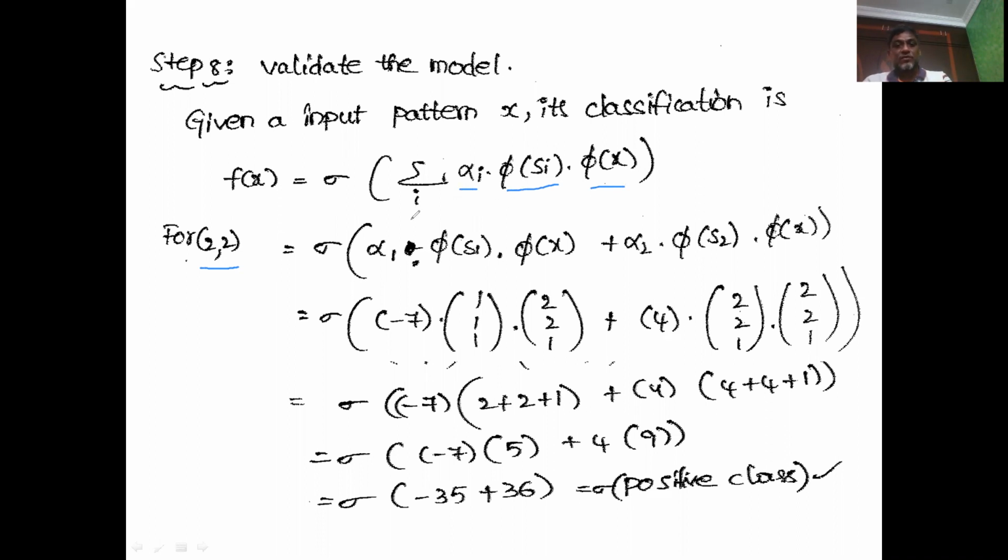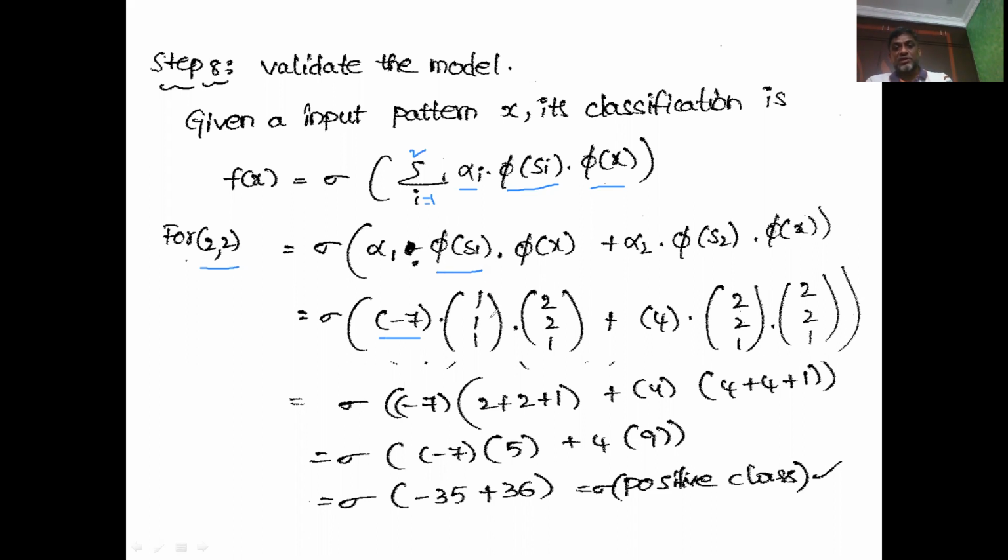Now let us identify the formulas. Because we have two support vectors, i goes from 1 to 2 only. Then it becomes alpha 1 into phi of S1 into phi of x plus alpha 2 into phi of S2 into phi of x. Now alpha 1 we got as minus 7.